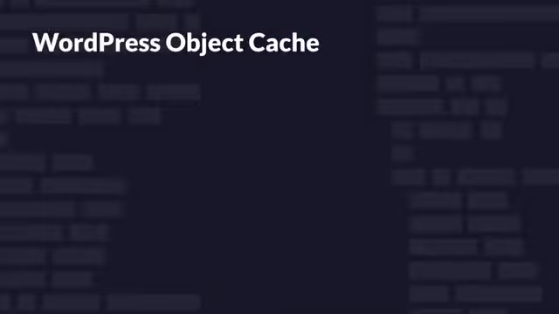The idea of an object cache is that WordPress core, themes, and plugins may store some data that is frequently accessed and rarely changed in the object store. This is so these objects will not have to be retrieved and processed on each request.